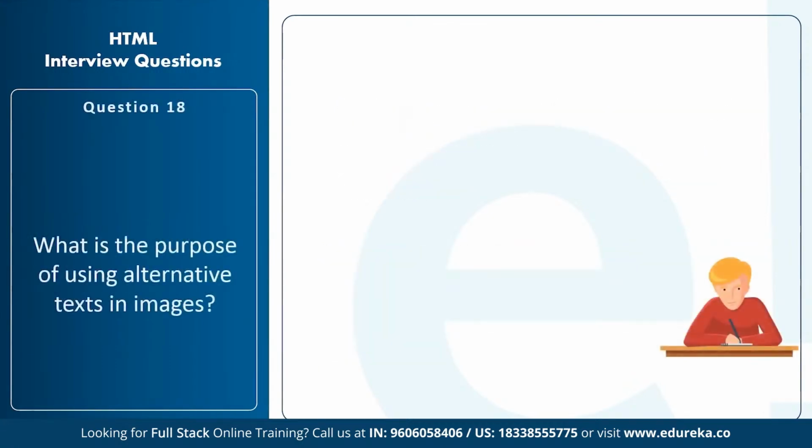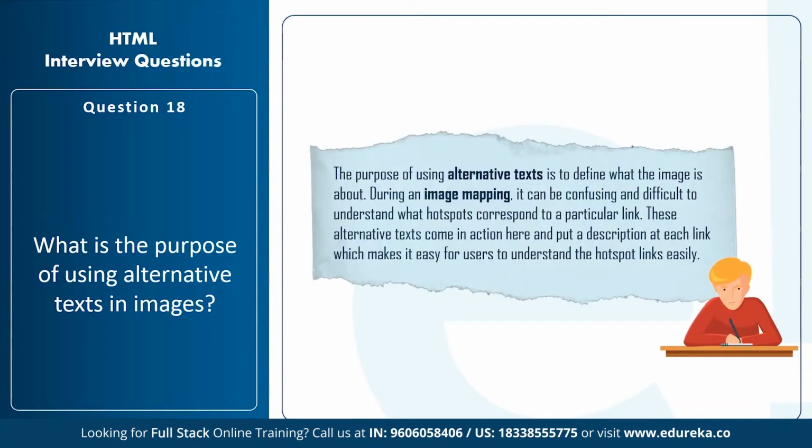Now moving on, what is the purpose of using alternative texts in images? So the purpose of using the alternative texts is to define what the image is about. Now during an image mapping, it can be confusing and difficult to understand what hotspots correspond to a particular link. So these alternative texts come in action here and put a description at each link, which makes it easy for users to understand the hotspot links easily.